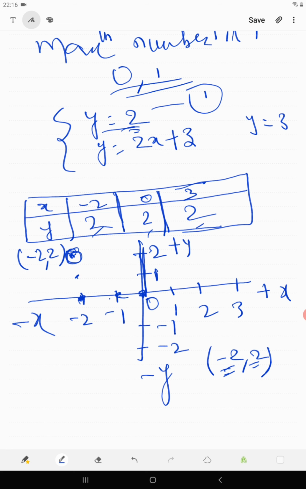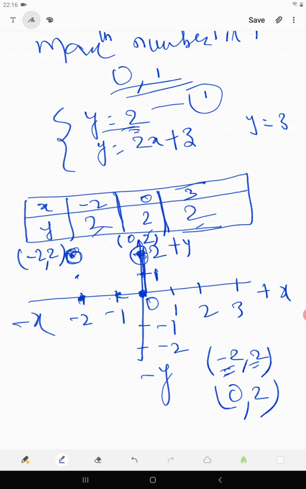Now the second point is 0, 2. So x is 0 and y is 2. x is 0 is over here, the origin. So x is 0, stop over here. Now y is 2 units, and that is positive, so we go from the origin 2 units up. So this point is my 0, 2.